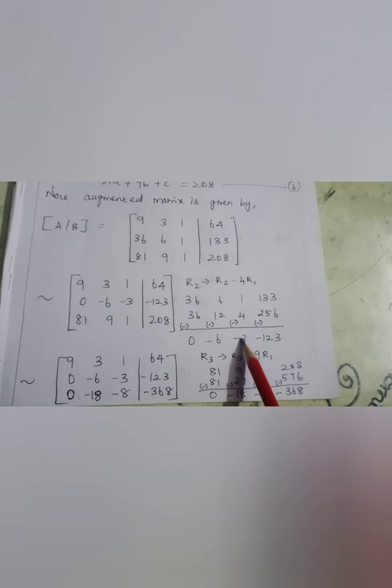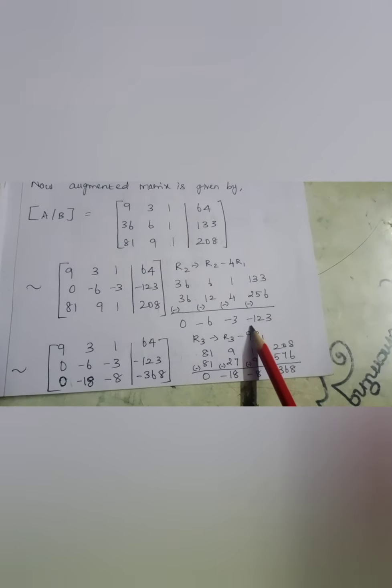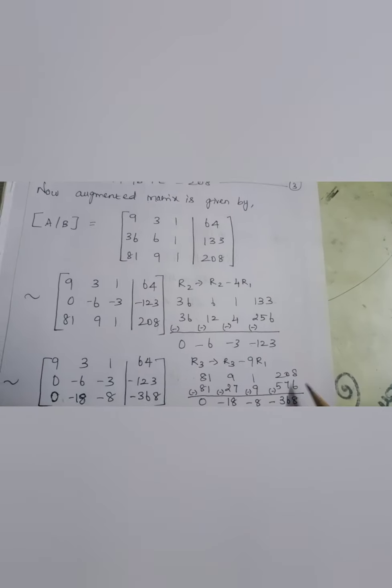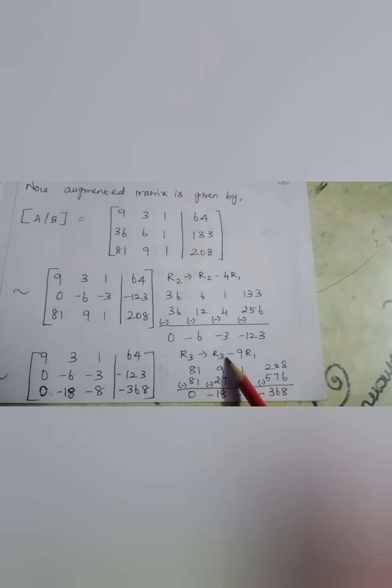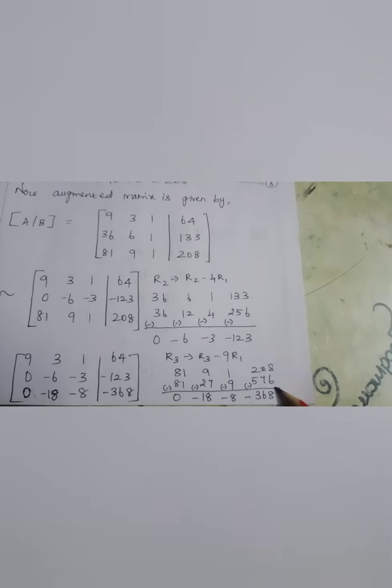Now as usual we will apply the elementary transformations, that is r2 minus 4r1. So r2 will be written as it is, and then r1 is multiplied by 4, and we have got it to be like this. This is our r2, written as it is, and multiplying r1 by 4 we have got a new r2 as 0, minus 6, minus 3, minus 123. Similarly r3 will be r3 minus 9r1. So we will write r3 as it is, 81 9 1 208, and then multiplying r1 by 9 we have got this new r3.